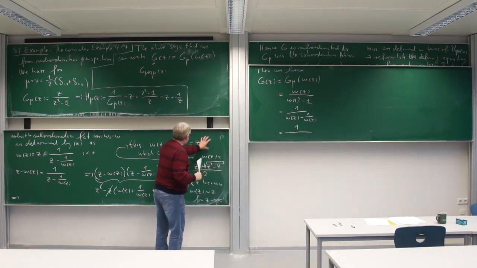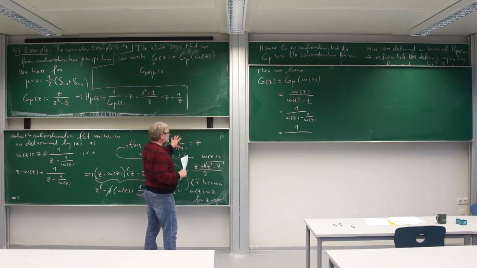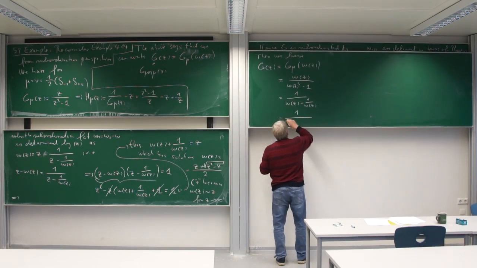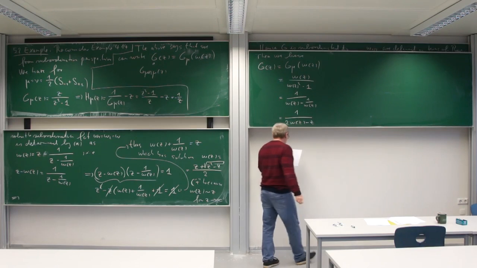Yeah, I bring this on the other side. So this means minus 1 over omega of z is omega of z minus z. So I get another omega of z. I have here 2 times omega of z minus z.